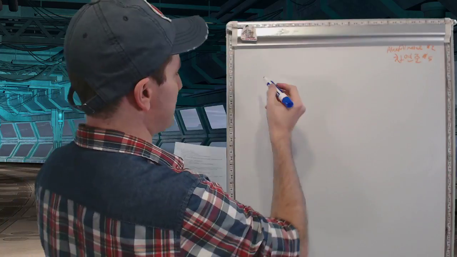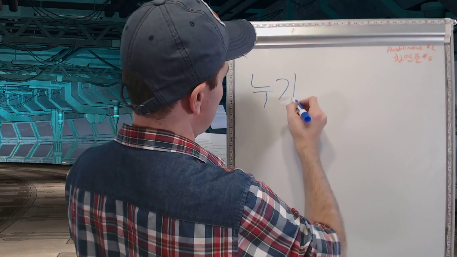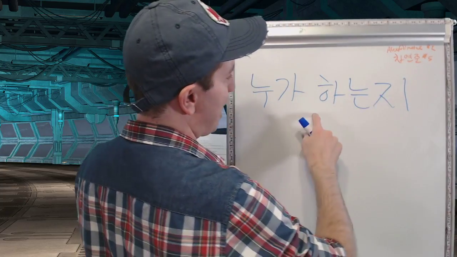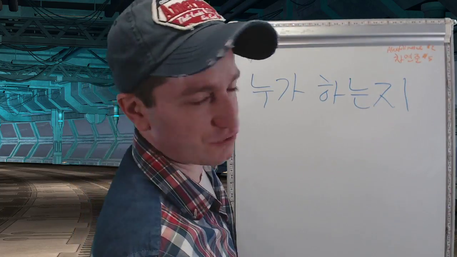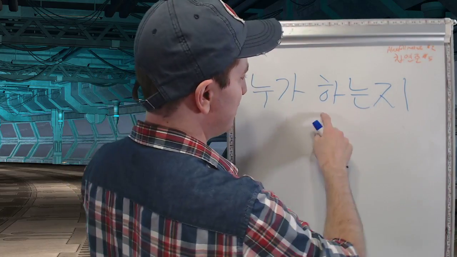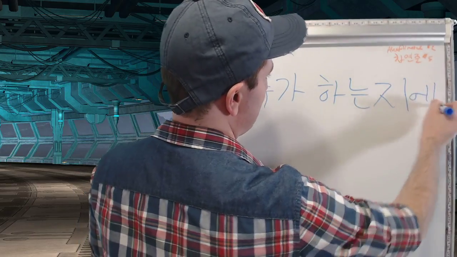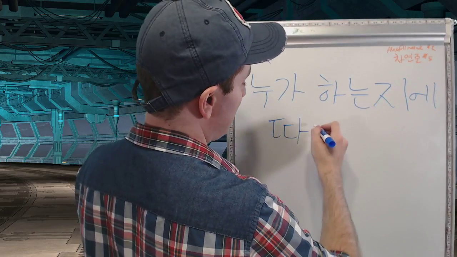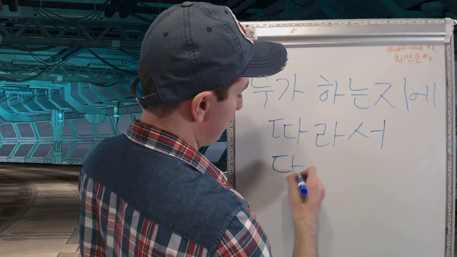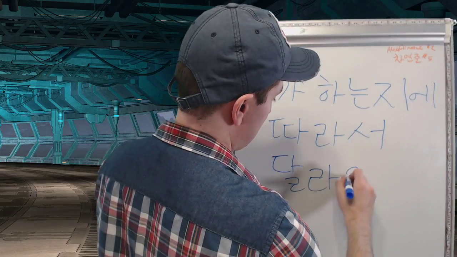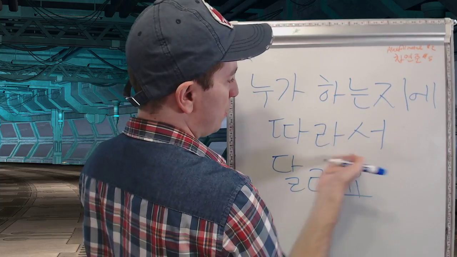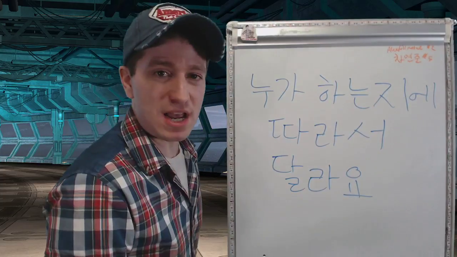So first, let's do a basic sentence. So we're going to do 하다. So 누가 하는지. So we have the verb 하다, action verb to do. 누가, who. 누가 하는지. So who does it. 누가 하는지에 따라서 or 따라 달라요. 누가 하는지에 따라서, according to or depending on who does it.